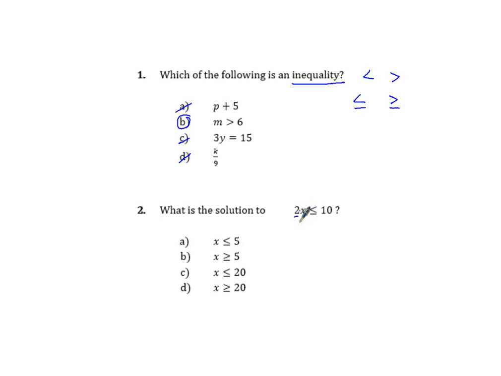And the opposite of multiplying by 2 is dividing by 2. When we divide by 2 on both sides, 2 divided by 2 is 1, which gets us 1 times x, or just x. Our inequality sign is not going to flip here because we're dividing by a positive 2, and 10 divided by 2 is 5. That leaves us with x is less than or equal to 5, so you should have A in number 2.